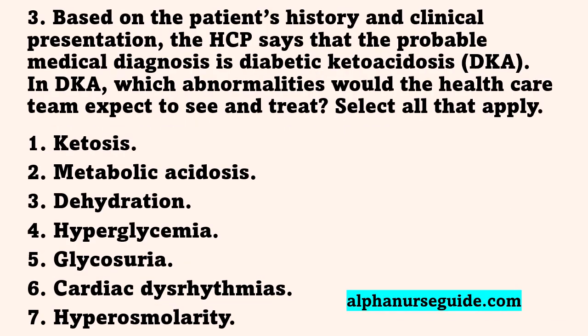Question 3. Based on the patient's history and clinical presentation, the HCP says that the probable medical diagnosis is diabetic ketoacidosis. In DKA, which abnormalities would the healthcare team expect to see and treat? Select all that apply. 1. Ketosis. 2. Metabolic acidosis. 3. Dehydration. 4. Hyperglycemia. 5. Glycosuria. 6. Cardiac dysrhythmias. 7. Hyperosmolarity.